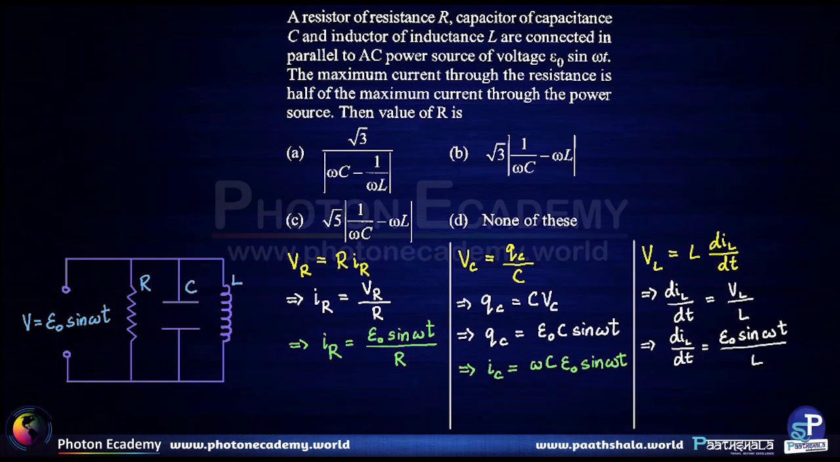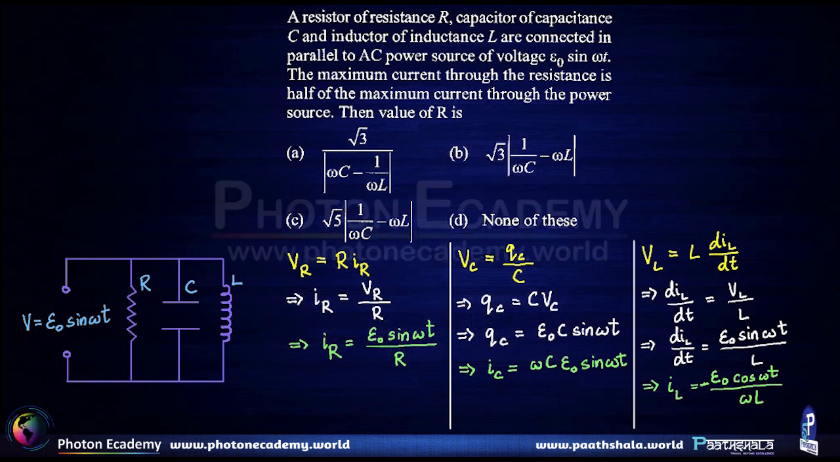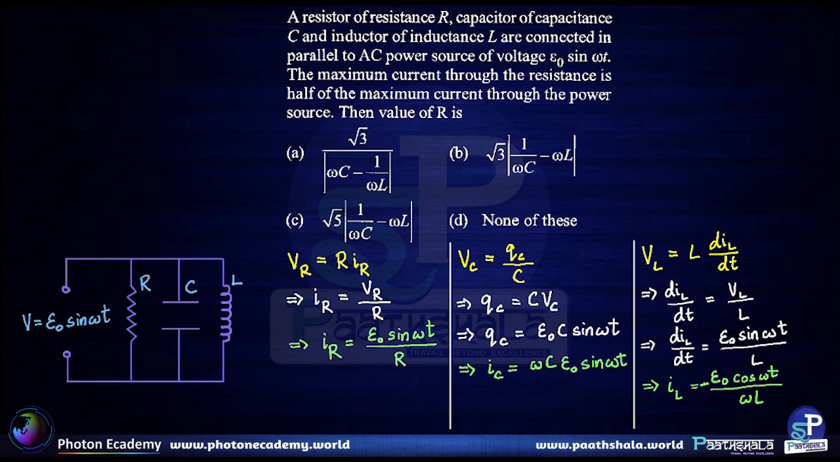Now we can just take the antiderivative on both sides and we get the current flowing through the inductor is equal to minus epsilon naught cos omega t divided by omega L, and we put a negative sign here because the antiderivative of sine is minus cos. This actually has another term of a constant current, but we can ignore that since we can't have any current when the loop is open and there's no potential difference which is input.